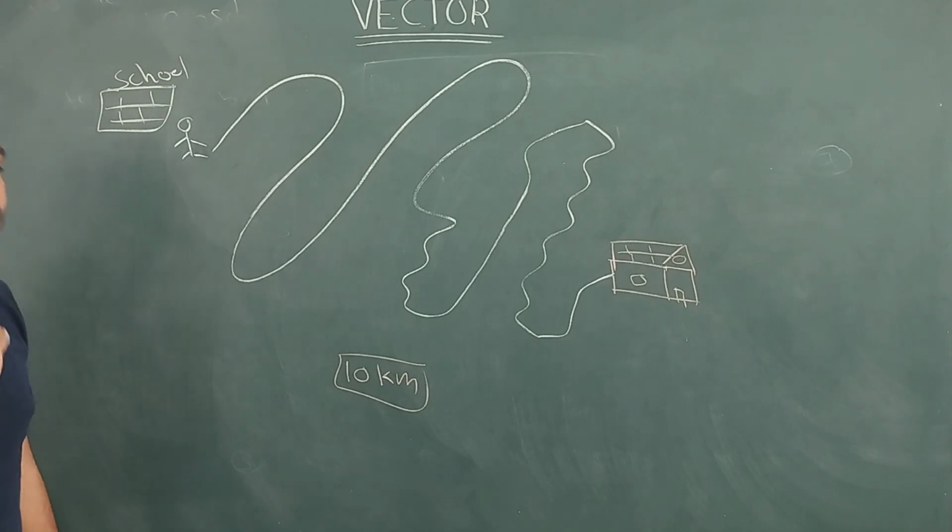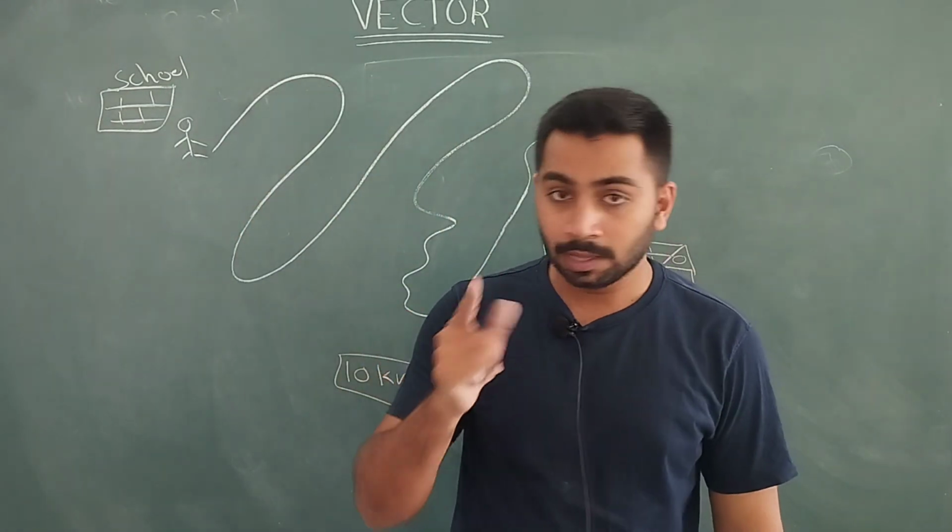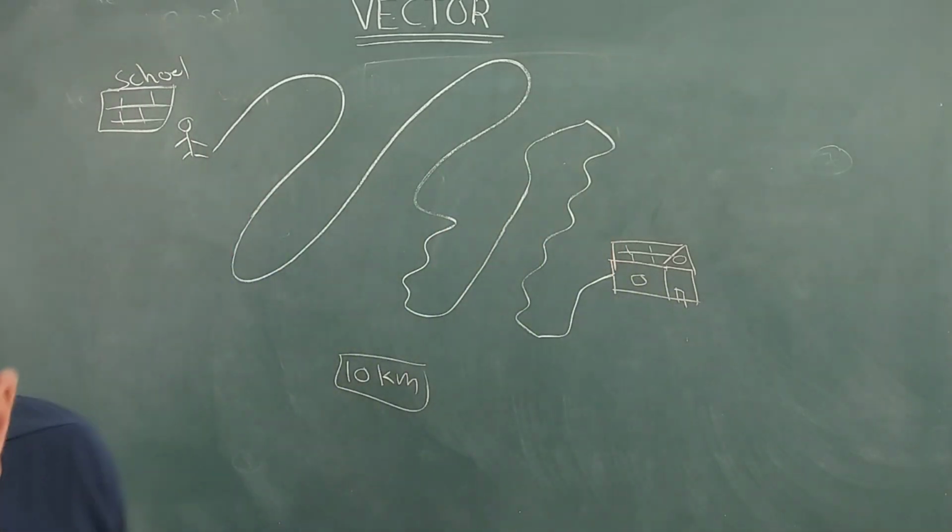Now how can you vary this in vectors and scalars, sir? See, vectors means which has a particular direction. Now I will show you distance.